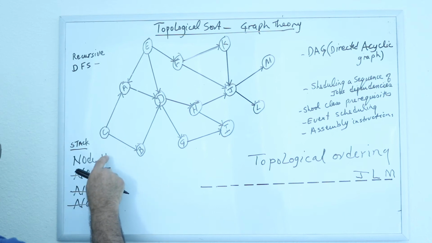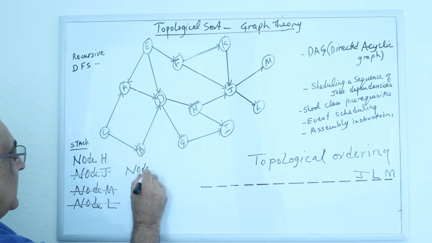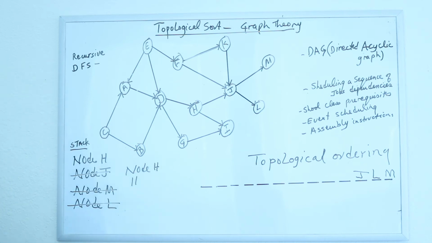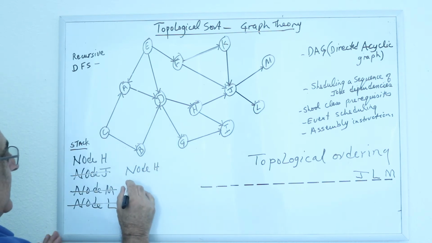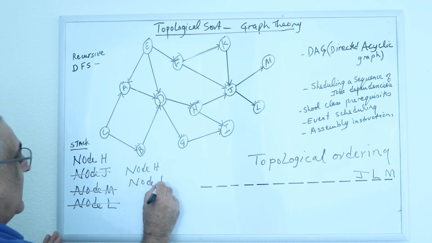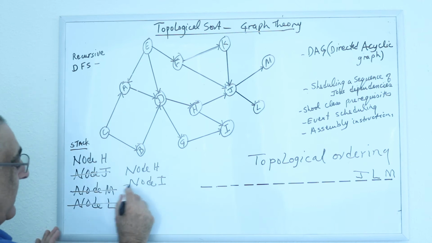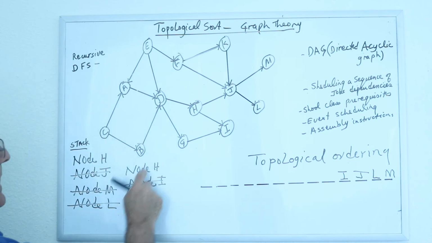Now that puts me back into node H. So I'm at H here, and I'm going to write that down. My choice from node H is to go to node I. I have no other choice, so I go to node I. Well, I doesn't take me anywhere, so I'm going to pop I, and that goes into my ordering. That puts me back into H.